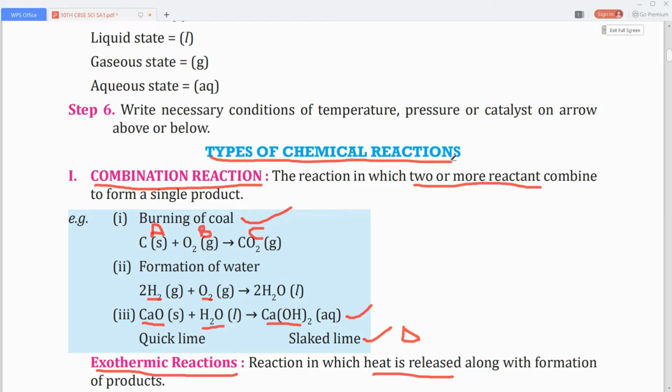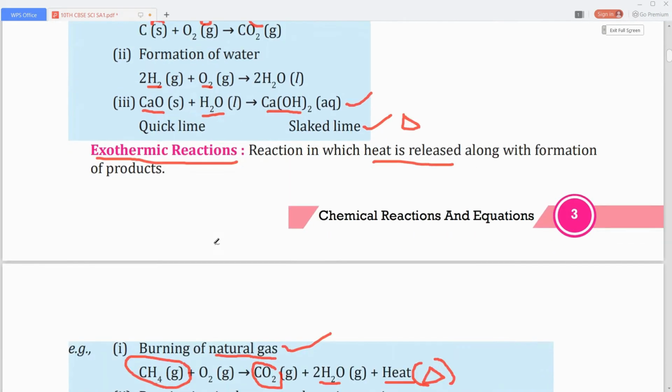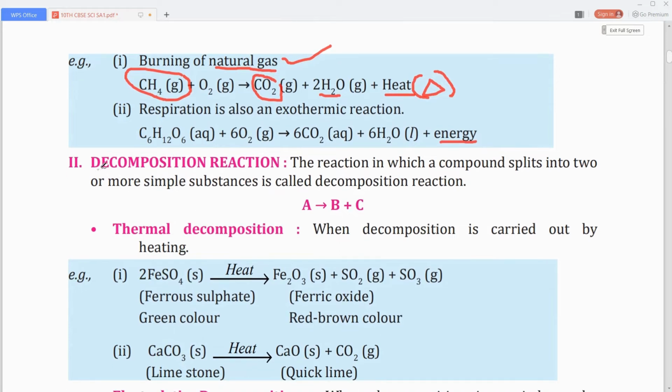So types of chemical reaction: first is combination, second is decomposition reaction. What is the meaning of decompose? Decompose means to split into two or more. So a reaction in which a compound splits into two or more simple substances is called a decomposition reaction. So we can say compound A is divided into B and C.